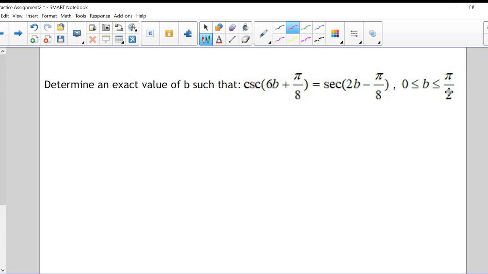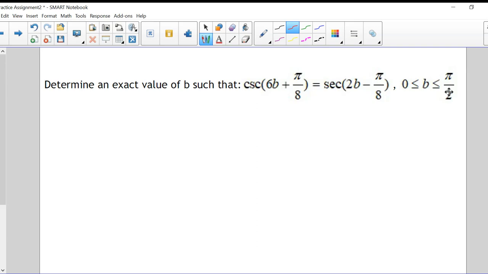So any suggestions? I can give you a hint. It has a lot to do with cofunctions. And hopefully that hint is enough to point you in the right direction. Is there a way that we can rewrite this so that the cofunctions can help us to solve this? It's an equation, right? We just need a value of b that makes the left side equal to the right side.